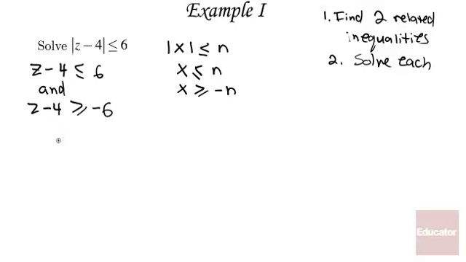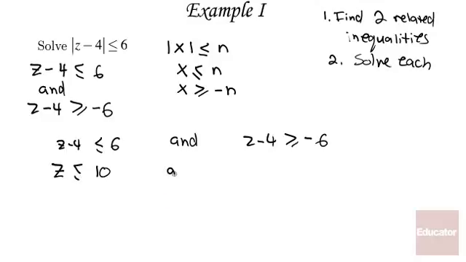Okay, starting out with z minus 4 is less than or equal to 6. Just writing this a little bit differently over here so we can work with it. I have z minus 4 is less than or equal to 6. All I have to do is add 4 to both sides to solve this, and I'm going to get z is less than or equal to 10. And z minus 4 is greater than or equal to negative 6. Again, I'm going to add 4 to both sides, which will yield z is greater than or equal to negative 2.